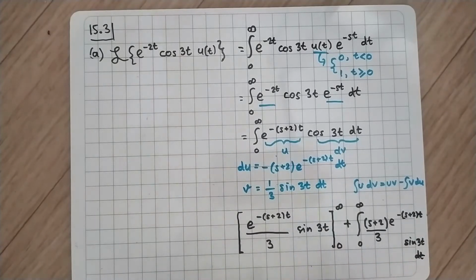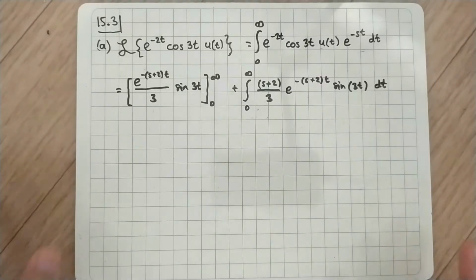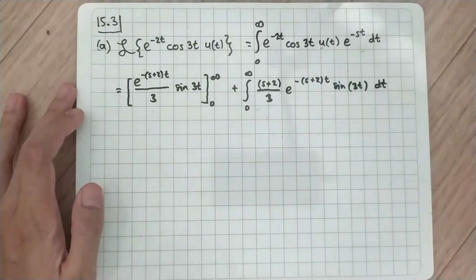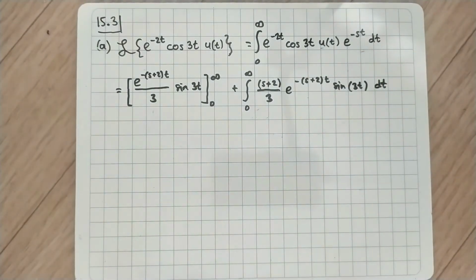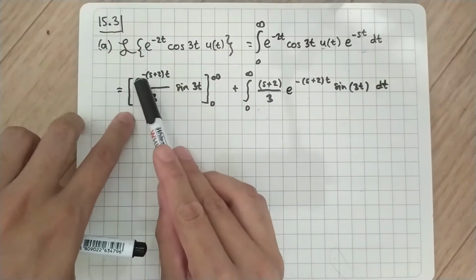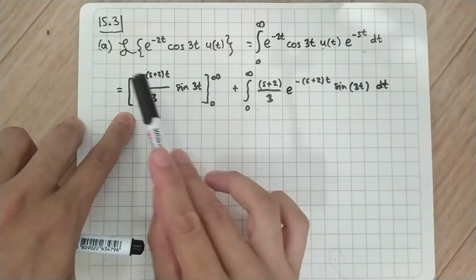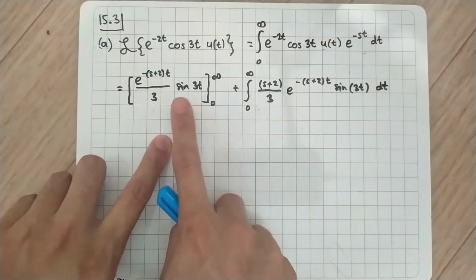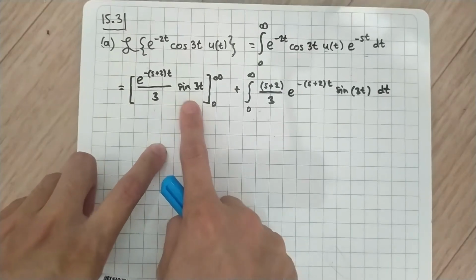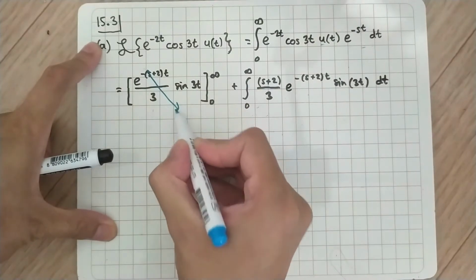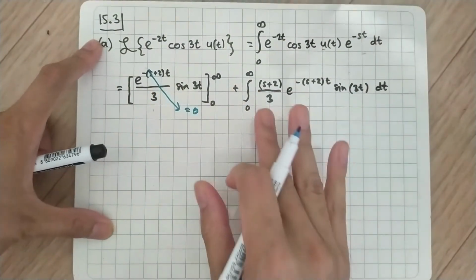Okay, I need to rewrite this because this is hard to see. Okay, I will clean the board and rewrite this and we will continue. Okay, so far we have derived this part, so this will equal this by using integration by parts. And let's plug in the limit of integration. So this is e to the minus infinity, and that will equal 0. And for 0, we will have sine 0, which is also equal to 0. So we will have 0 minus 0 from this one. So this will equal 0. So we only need to take care of this.